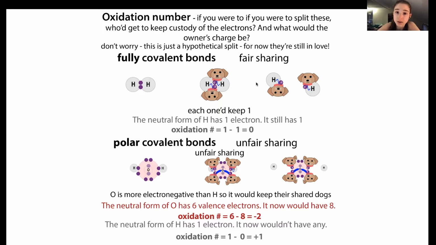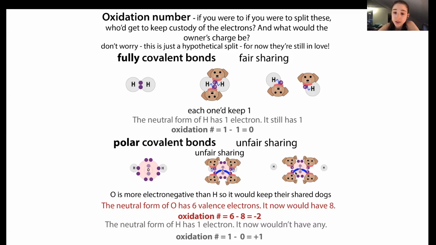So if we were to split up the hydrogen, hydrogen has 1 proton and 1 electron, and so it has no charge. So this is an oxidation number of 0. If we were to split this water though, now the hydrogen would have no electrons. So it still has 1 proton, but it has no electrons, so it's going to have an oxidation number of +1.